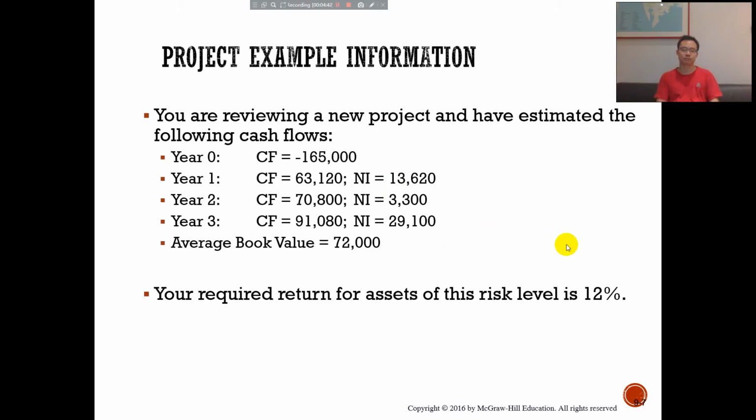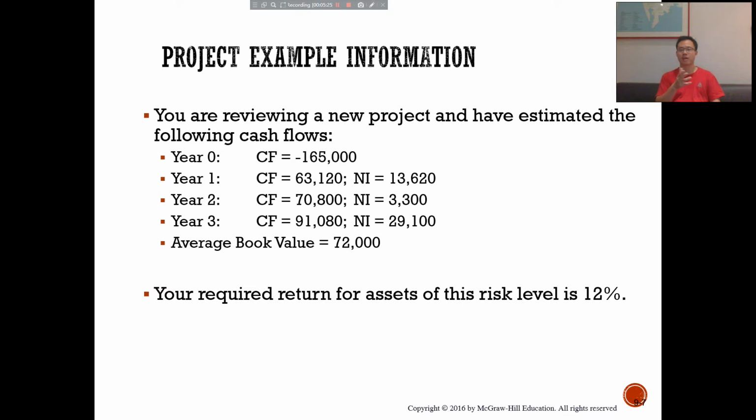In this example, you're reviewing a new project and have estimated the following cash flows in years 0, 1, 2, and 3. Note that at the beginning of the first year, or currently at year 0, your cash flow is negative 165,000. Why is the cash flow negative? Because you are making an investment, your money is out of your pocket. And in years 1, 2, and 3, your cash flows are positive.